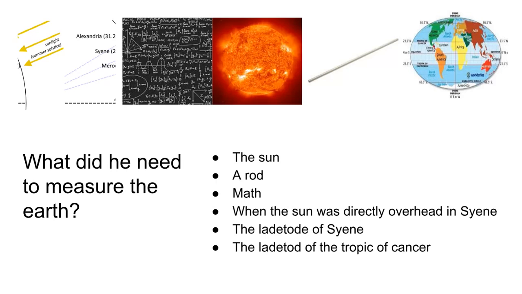What did he need to measure the Earth? Well, he needed the sun, a rod, math. He needed to know when the sun was directly overhead in Cian, the latitude of Cian, the latitude of the Tropic of Cancer.